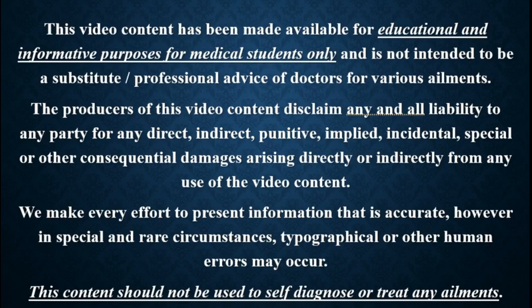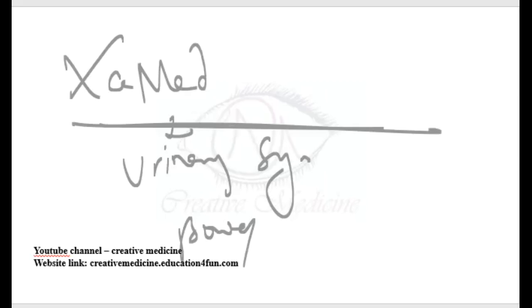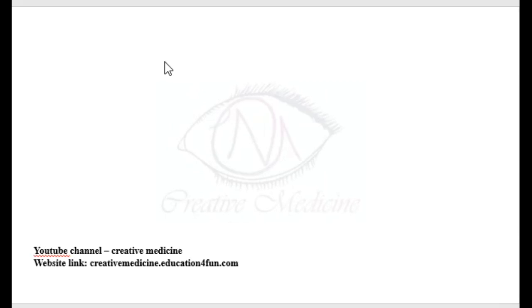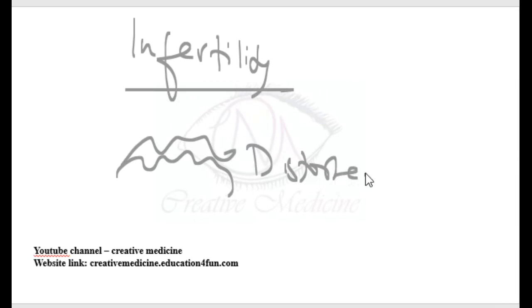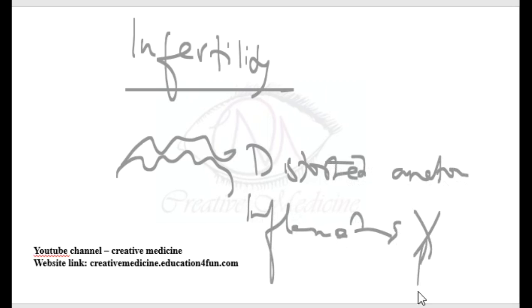In this lecture, we will learn about infertility. Reasons of infertility include distorted anatomy due to adhesions, or if there is inflammation which is impairing the folliculogenesis, fertilization and implantation.